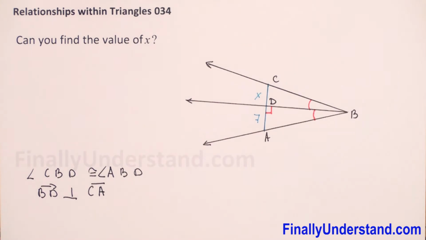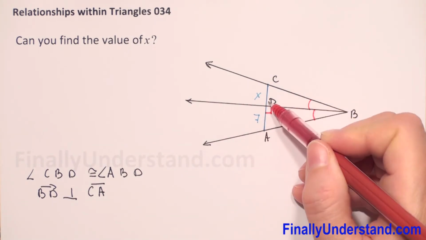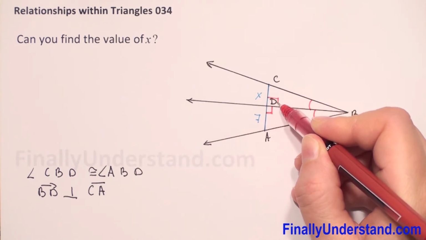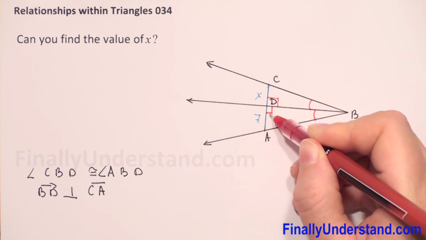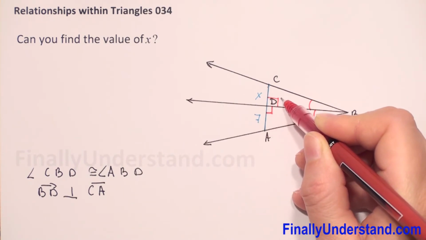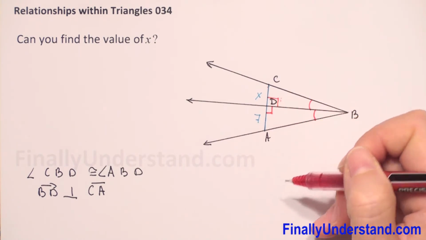If we have a right angle on this side, then on the other side we will have a right angle too. Because we have a straight angle, this is 90 degrees, 180 minus 90 degrees is 90 degrees. So these two angles are right angles.